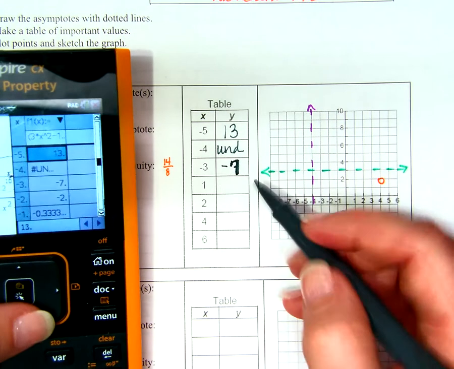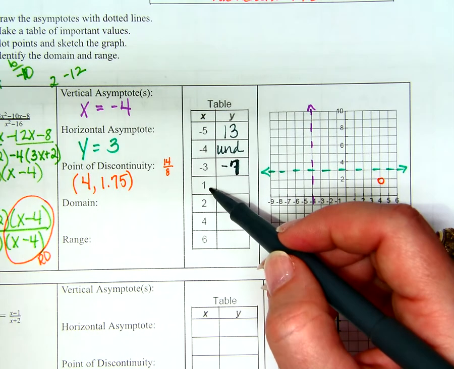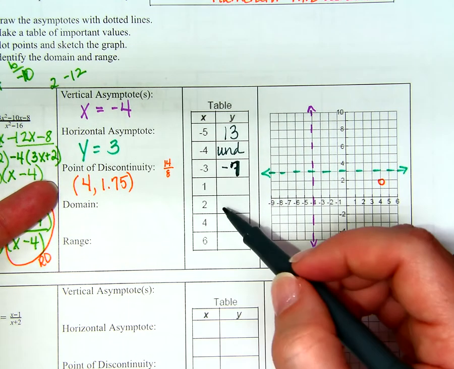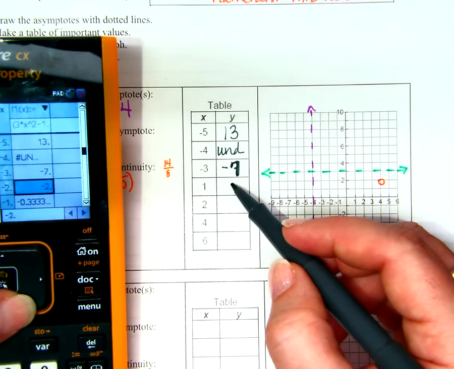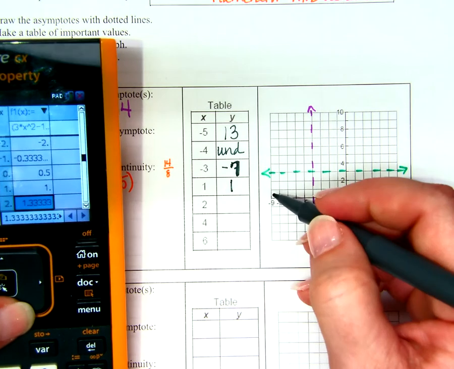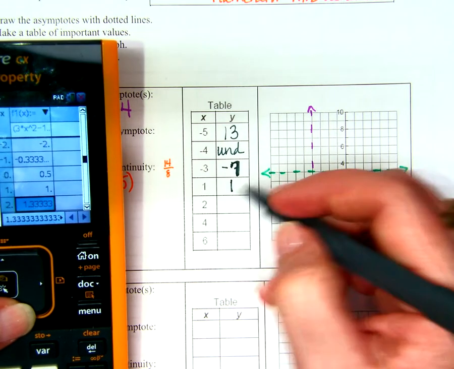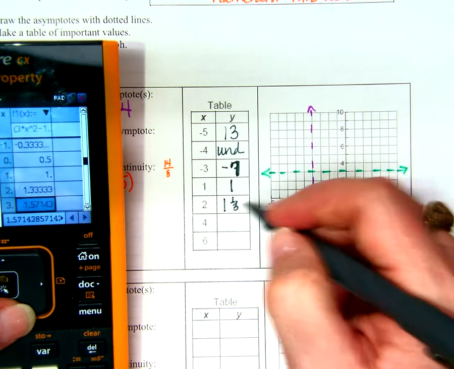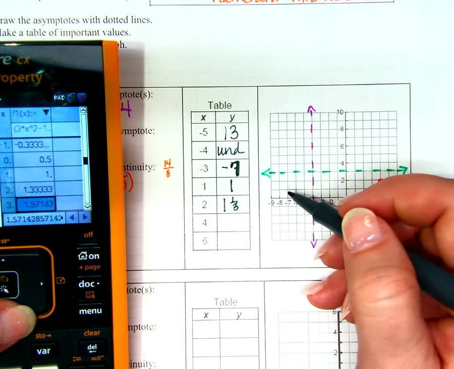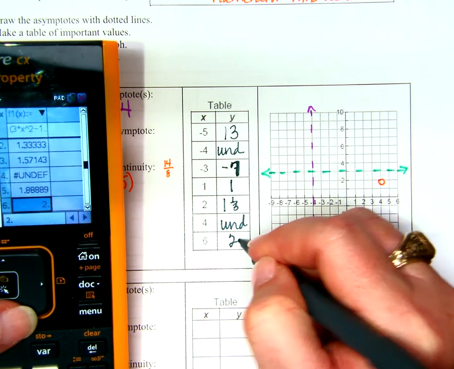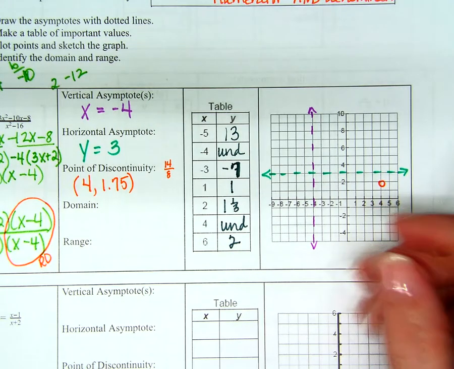Okay. And then why did I skip to 1? What did I want this time? I wanted to be around 4 because that's my point of discontinuity, right? So I just kind of skipped up to 1. 1 is 1. Oh, that's why, because it's a nice number, right? It's not a decimal like a whole bunch of these other ones are. 2 is 1 1/3. 1.3, I guess I should have put. And then 4 is undefined. And then 6 again is a nice number. It's not a decimal.